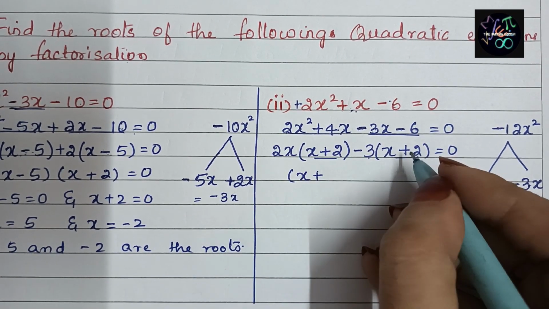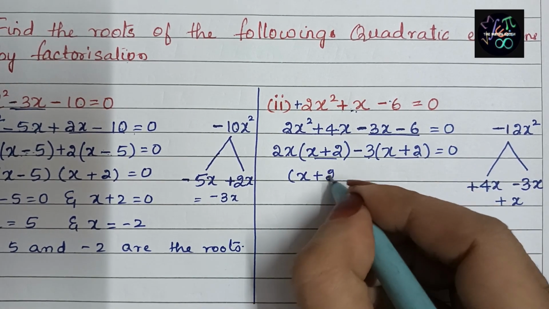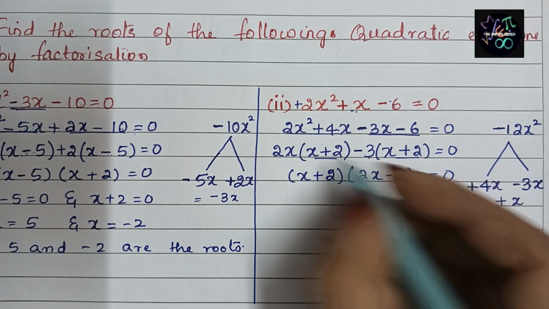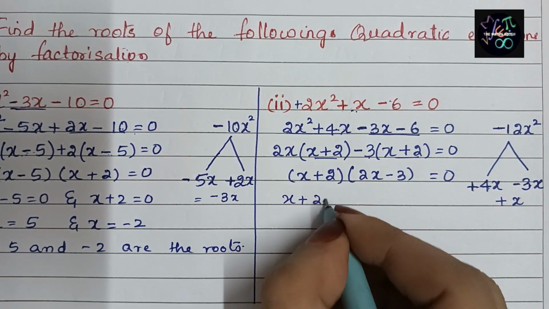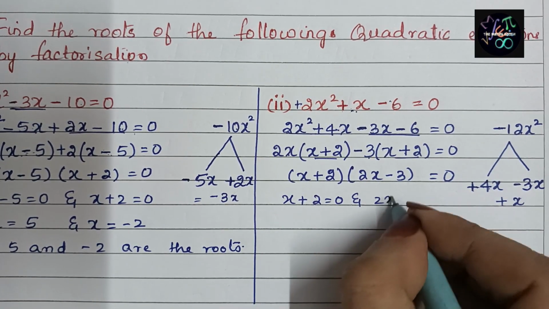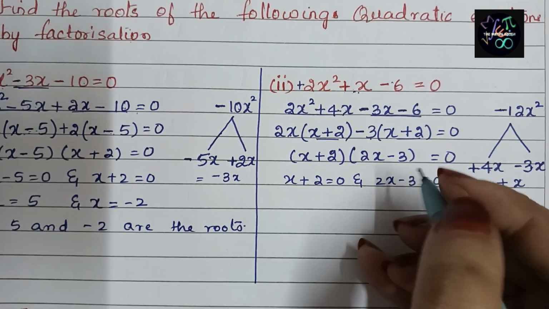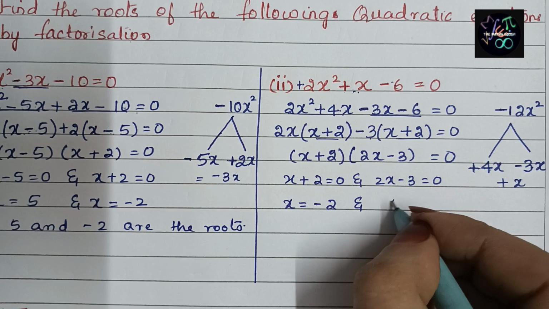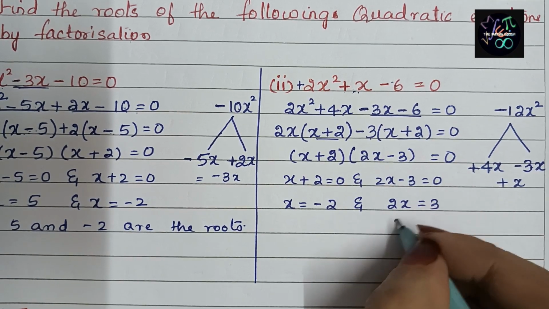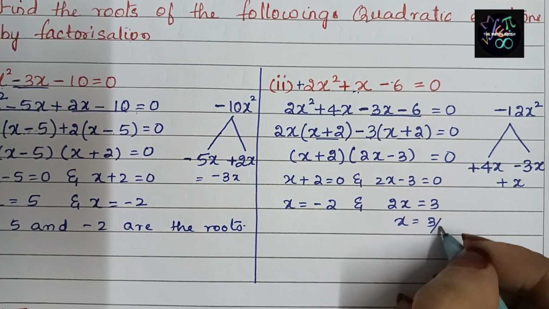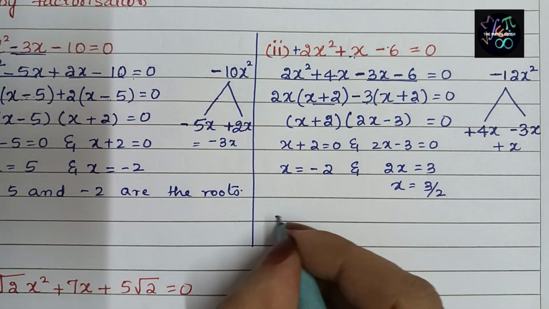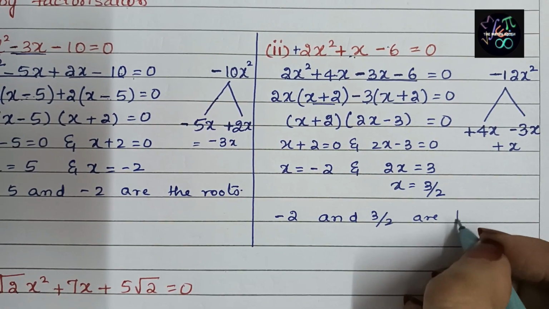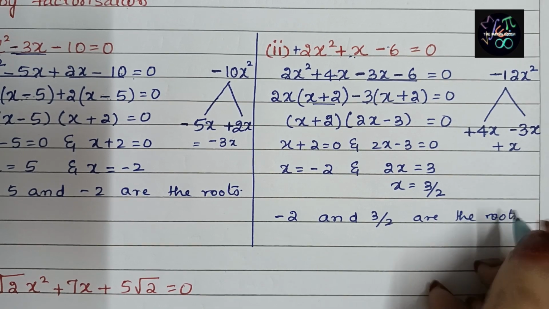Here one common bracket will be there only in factorization. x plus 2 is common. What remains? 2x minus 3 is equal to 0. x plus 2 equal to 0 and 2x minus 3 equal to 0. So x is equal to plus 2, it becomes minus 2, and 2x is equal to 3, that is x is equal to 3 by 2. Minus 2 and 3 by 2 are the roots of the given quadratic equation.